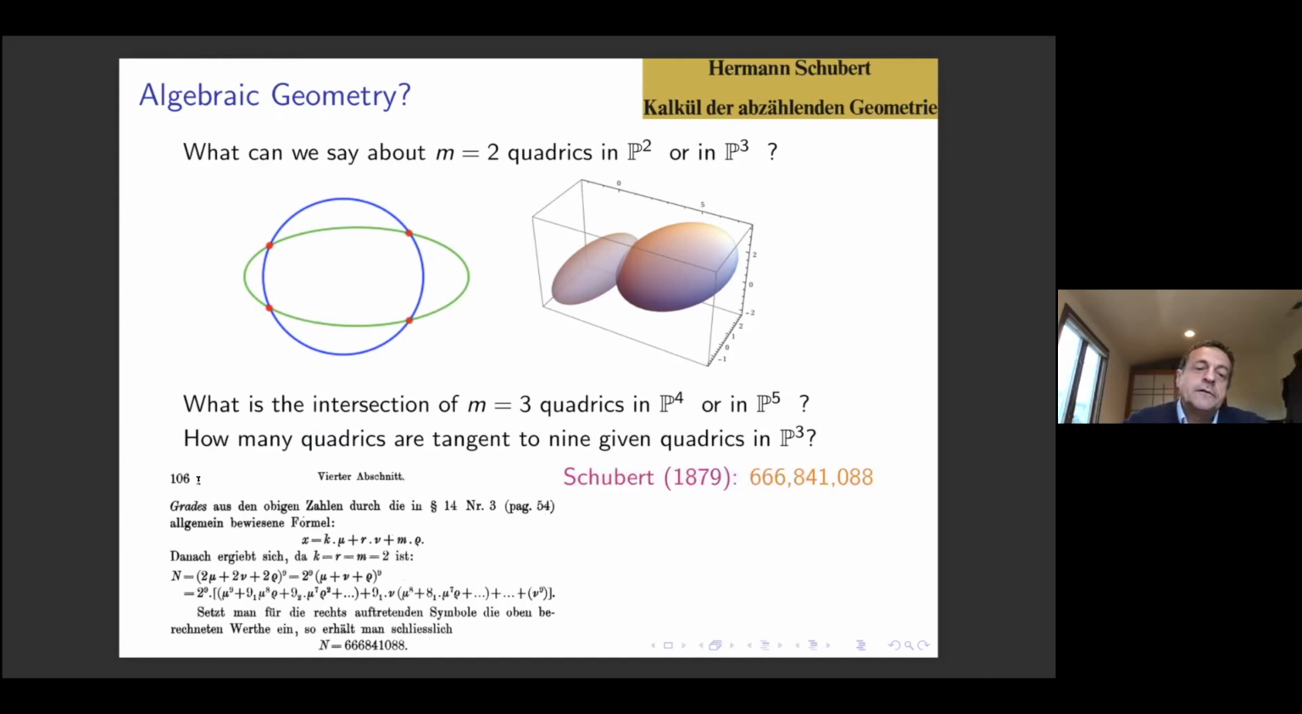This is copied from Schubert's 1879 book. So he here gives the binomial expansion that I showed for the plane. So this is the calculation in the Chow ring or cohomology ring of the space of complete quadrics, now for 4x4 matrices. And he says, well, you substitute all the symbols into the previous expression, then finally you get the answer, 666,841,088. And of course, Schubert was correct.